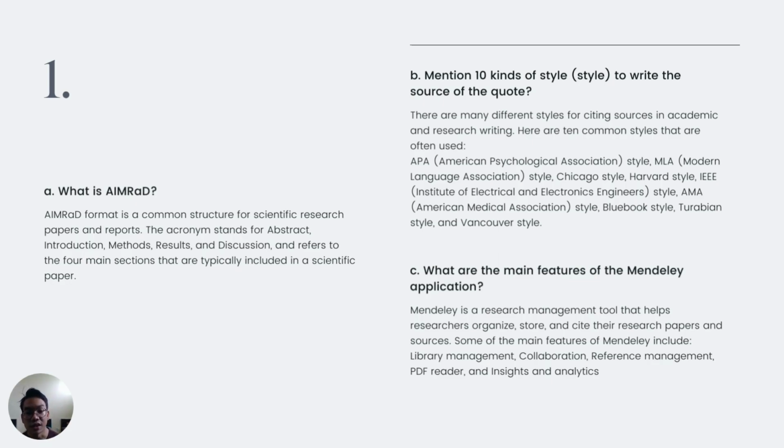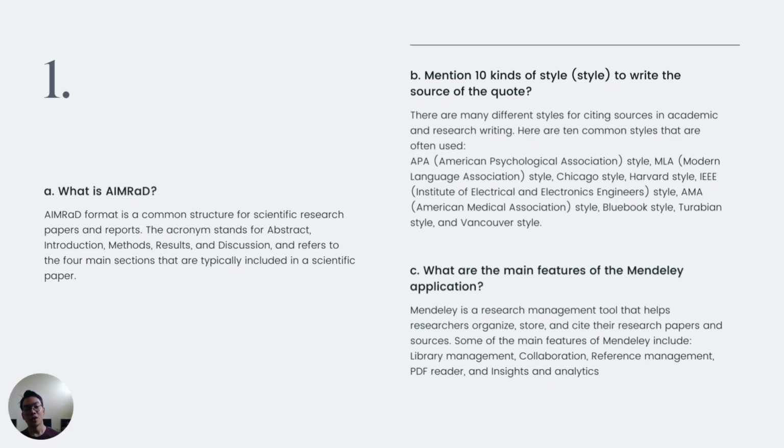B. Mention 10 kinds of style to write the source of the citation. There are many different styles for citing sources in academic and research writing, and here are 10 common styles that are often used. First, APA, American Psychological Association style, MLA, Modern Language Association style, Chicago style, Harvard style, IEEE, or Institute of Electrical and Electronics Engineers style, AMA, American Medical Association style, Blue Book style, Turabian style, and Vancouver style.